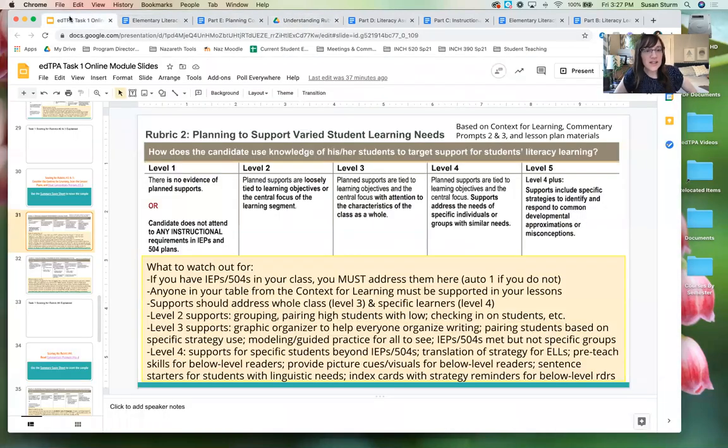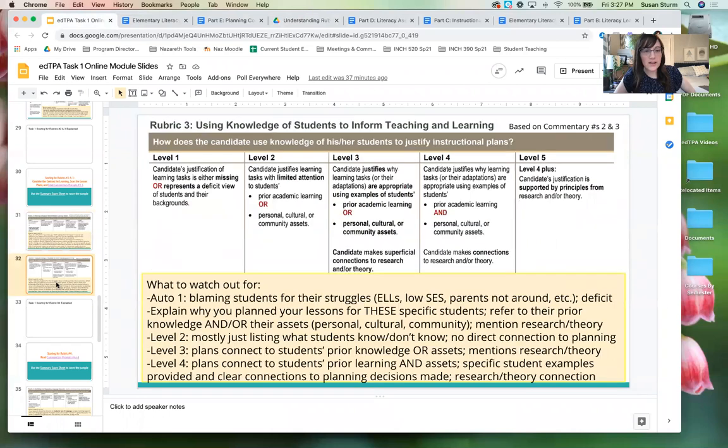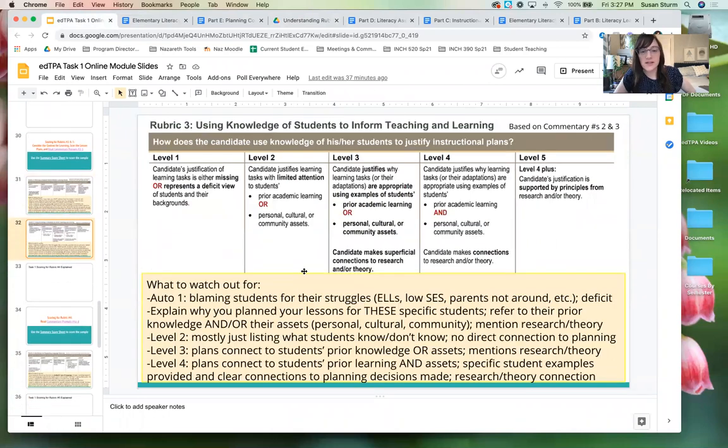Okay, so that is rubrics 2 and 3 explained. Come on back for a description of rubric 4.